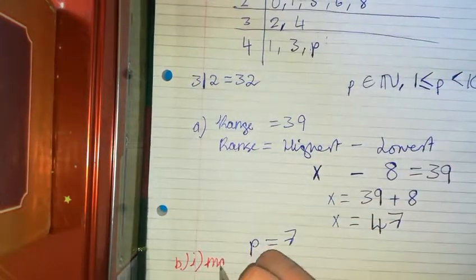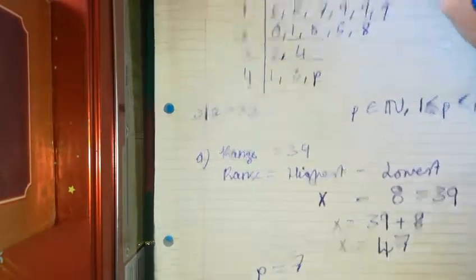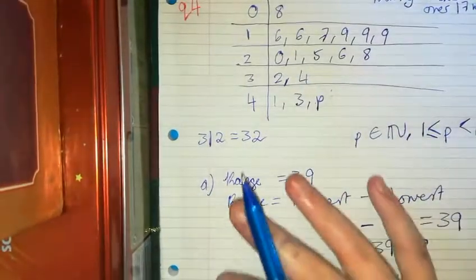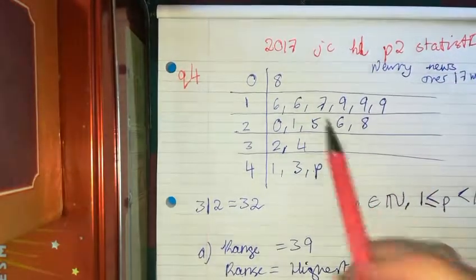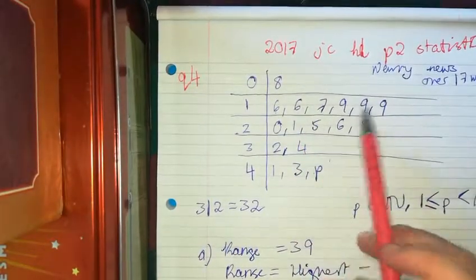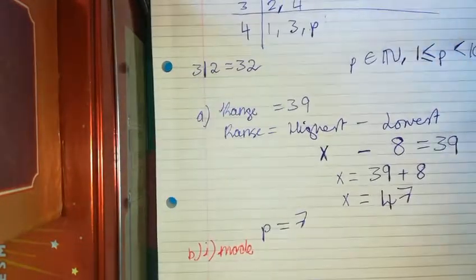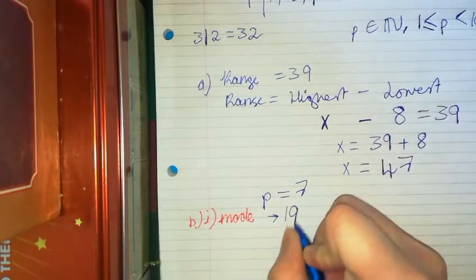So the mode. The mode is the value that occurs most often when all the values are arranged in order. Sorry, the mode is the one that occurs most often, and they don't actually have to be arranged in order. So just the one that comes up the most. So we have 2 16s, but then we have 3 19s, and we have nothing that we have 4 of. So the mode must be 19.